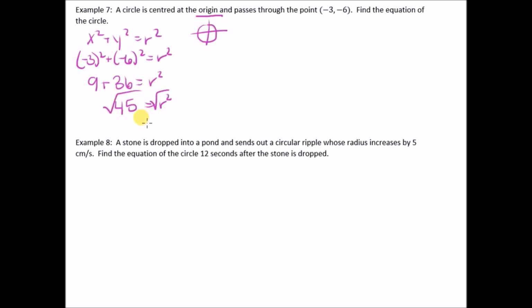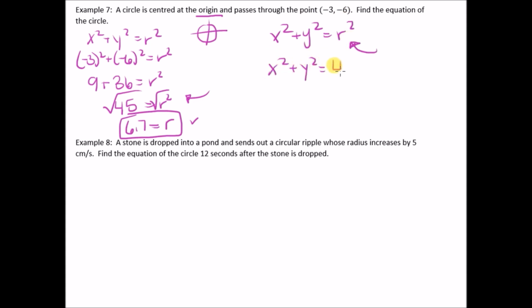Okay, so R is approximately 6.7. Okay, we don't even need to go this far. We actually only need to go this far because in our equation, again, we actually want R squared. So x squared plus y squared equals 45. That's the equation of the circle that goes to this point. Remember, a circle, every single point on the circle will be like a radius measure away from the origin.